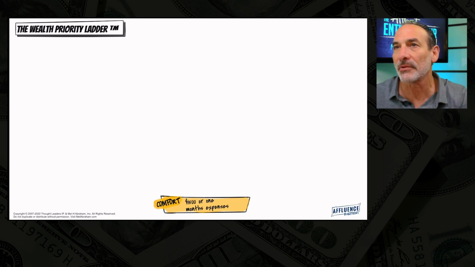This would be able to cover most things. Transmission goes out, something like that. You have a medical thing, and you have to pay a deductible. You have damage on the home, and you've got to pay a deductible. It should cover most of those things.